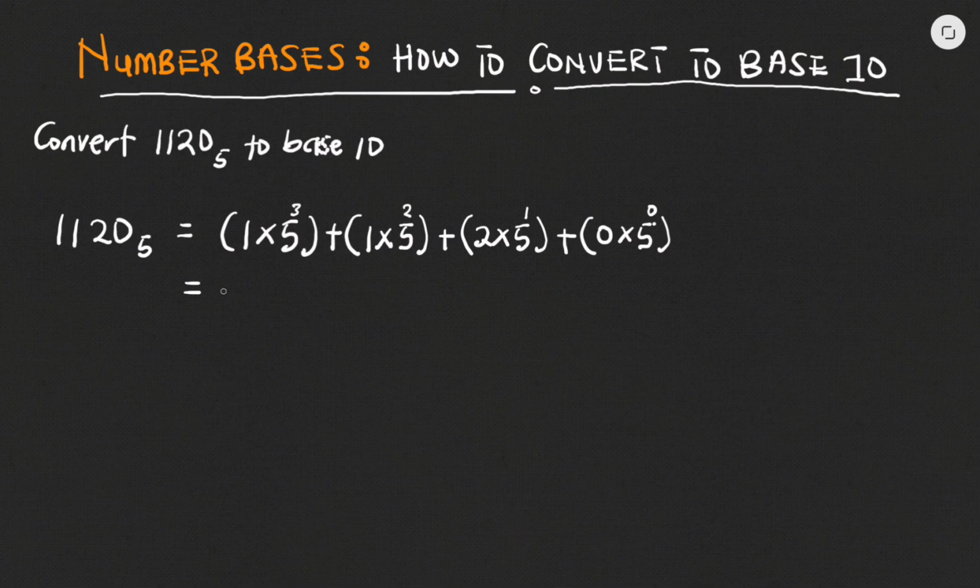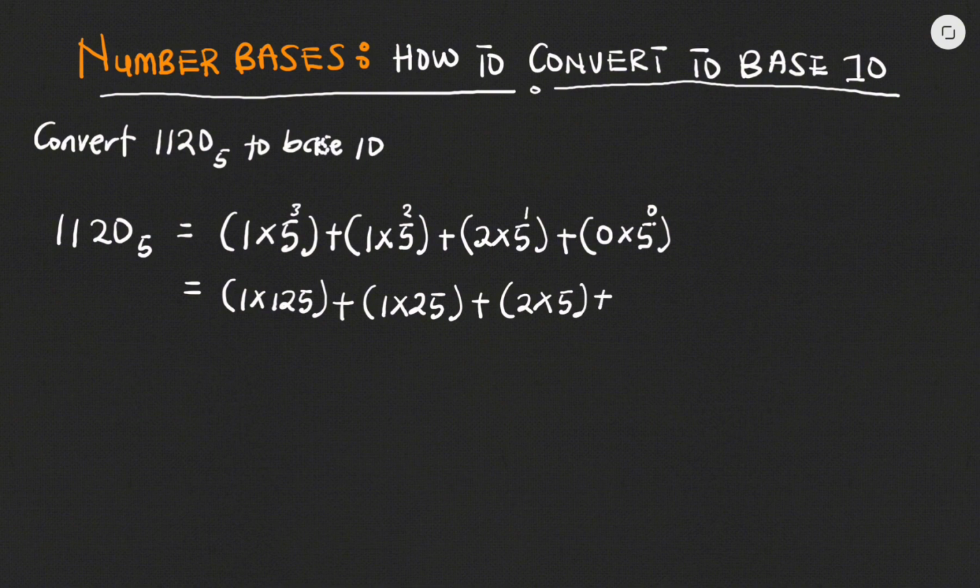So over here, I have 1 multiplied by 5 raised to the power 3 will give me 125. So I have 125 here, plus 1 multiplied by 5 raised to the power 2 will give me 25. Then plus 2 multiplied by 5 raised to the power 1 will give me 5, plus 0 multiplied by 5 raised to the power 0 is 1, or any number raised to the power 0 is 1.